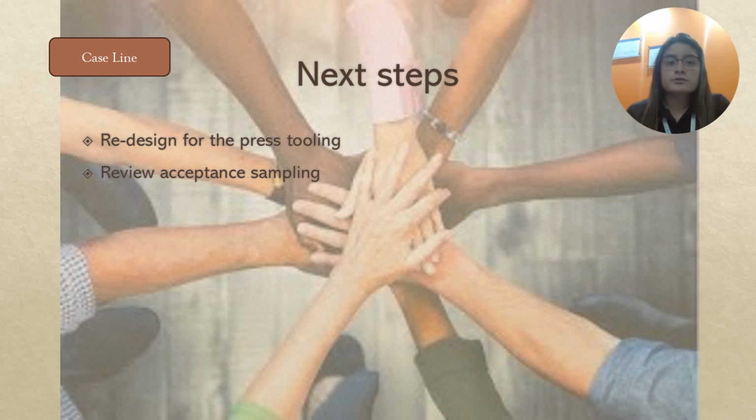So just to end up with the next steps, there are two. First, the redesign of the pressing tool, just to review if it's from the material or also the diameter. And we are reviewing the acceptance sampling as continuous improvement. That will be it.